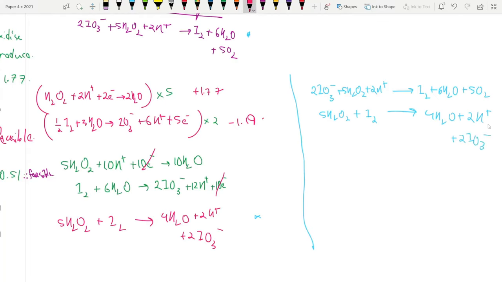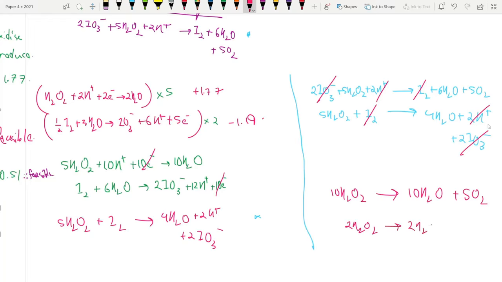Essentially what you can do is cross out things that are present on different sides. So we can get rid of these two, these two, and these two. What do we have left then? On the left hand side, 10 H2O2 is converted to 10 H2O plus 5 O2. So this is what we get after cancelling everything out. You can write this in a simpler form. If you divide everything by 5, 2H2O2 is equal to 2H2O plus O2. So that's our final equation.